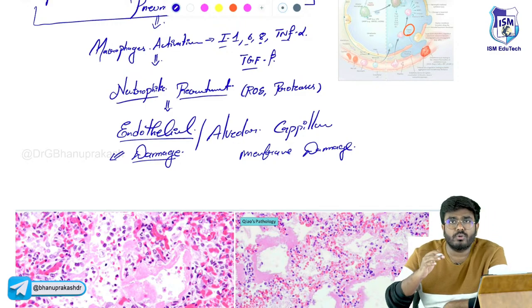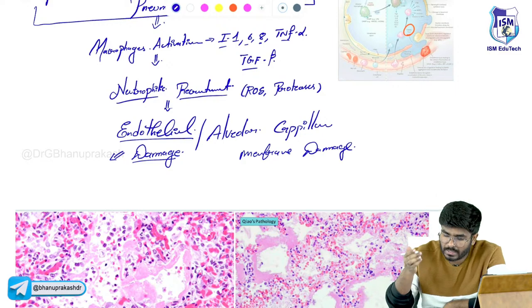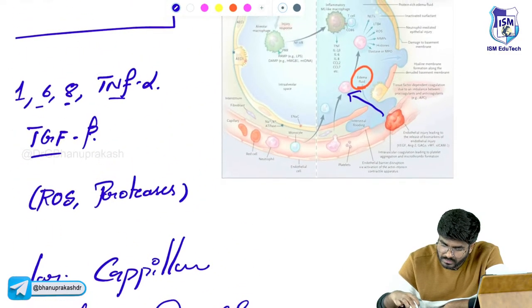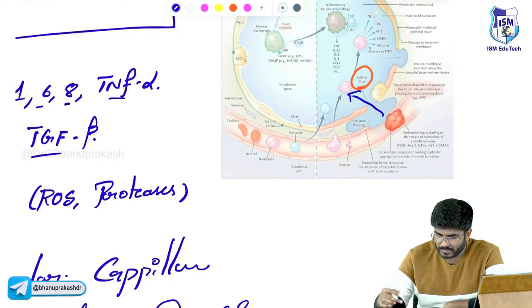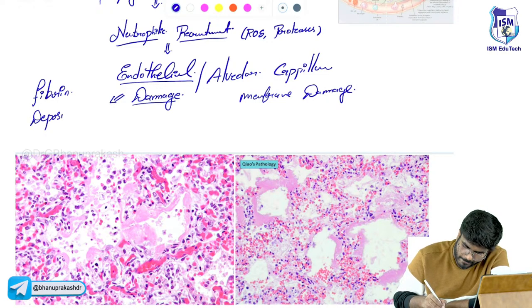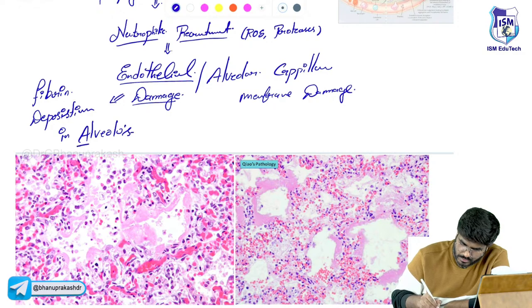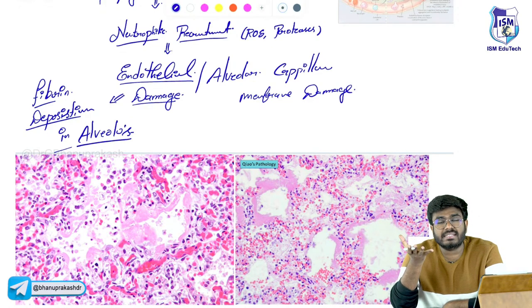So the endothelium is damaged. You know, the lining cell side, the endothelium is damaged. Now, when the endothelium is damaged, what happens? The fibrin, a clotting protein, starts to enter the alveolus. Entry of fibrin, fibrin deposition in alveolus. Because of the damage to the endothelial lining, the fluid will start to enter the alveolus, and the fibrin is getting deposited in the alveolus.